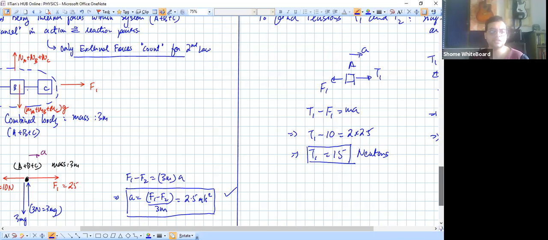This is the block A, no? Which force is acting on block A on this side? It is F2. But I've written the value correctly. It is 10 newtons. Okay, but just the labeling of this should be F2, not F1. Just make this correction, people. Okay, this is the force F2.